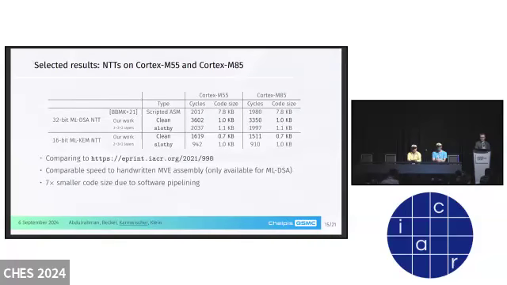Looking into some results, we do have NTT results on the M profile, of course implementing the Helium instruction set. Compared to the CHES paper 2 years ago, we get comparable speed, but we have much more compact code because of the software pipelining. You don't have to unroll everything like what was done in the previous work.